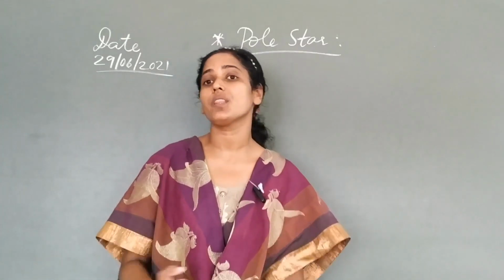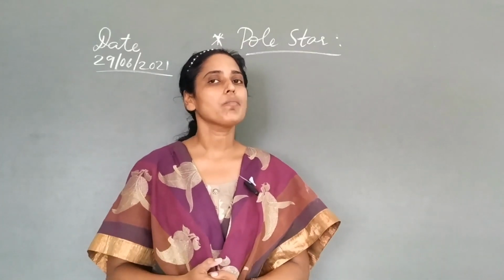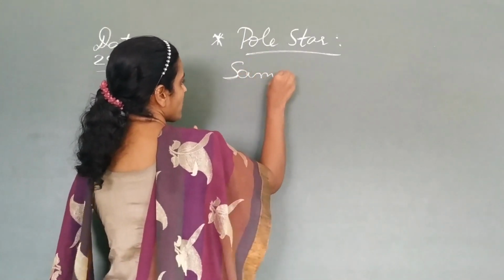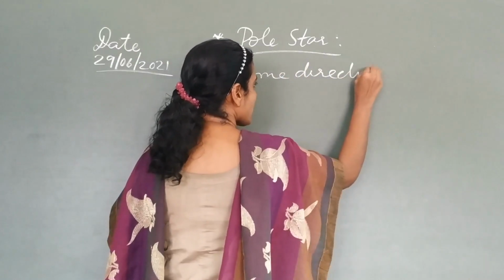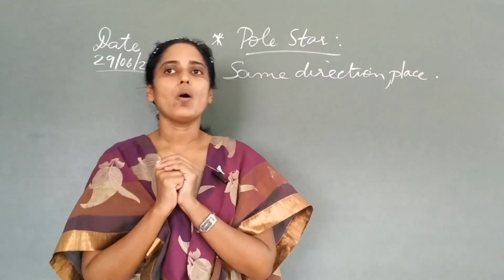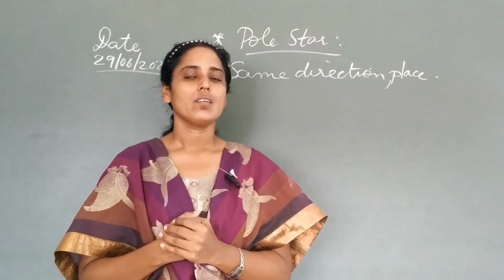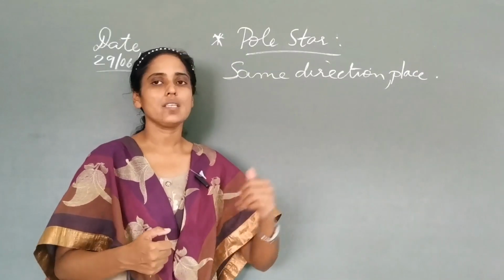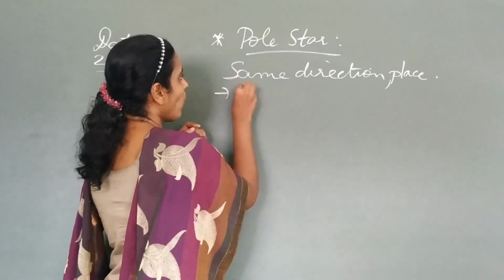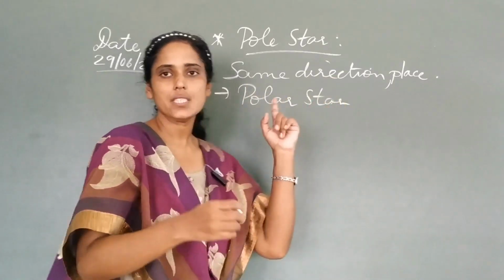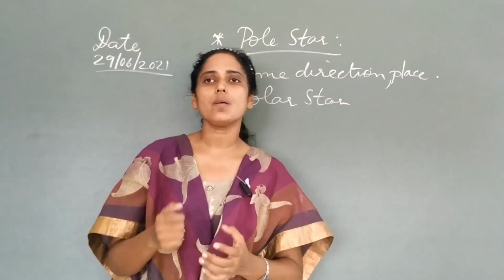Now students, we will study about the pole star. What do you mean by the word pole star? That's a star in the sky which always appears in the same direction and the same place. Then how will you recognize that star? It always comes in the same place and same direction. That star is known as the pole star. We also call it the polar star, because of its name, the pole star.